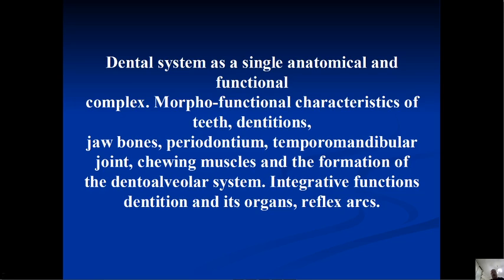First of all, we need to tell that this dental system is a single, united anatomical and functional complex. It includes functional characteristics of teeth and dentitions, jaw bones, periodontium, temporomandibular joint, chin muscles, and the formation of the dental-alveolar system, and the integrated functions of dentition and its organs, and reflex arcs, including different reflexes, and we shall speak about this.